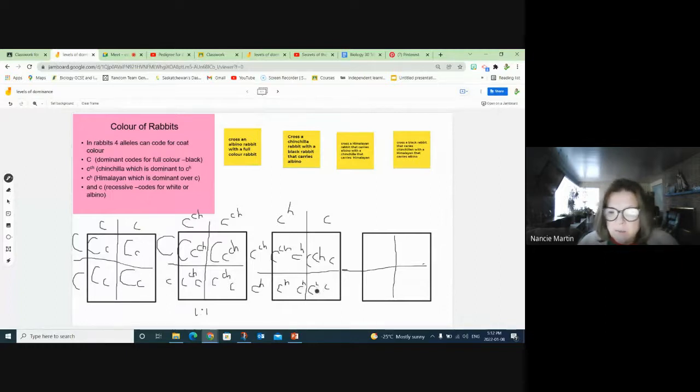So here, what am I going to get? I'm going to get a chinchilla, and I'm going to get a Himalayan and a Himalayan. So I've got a 1-to-1 ratio there.